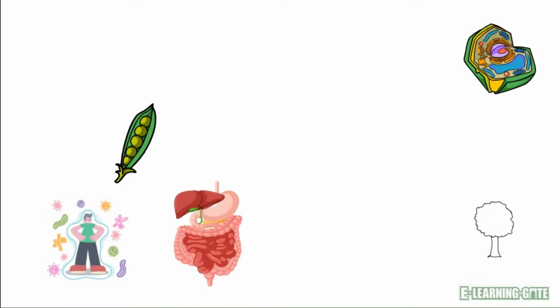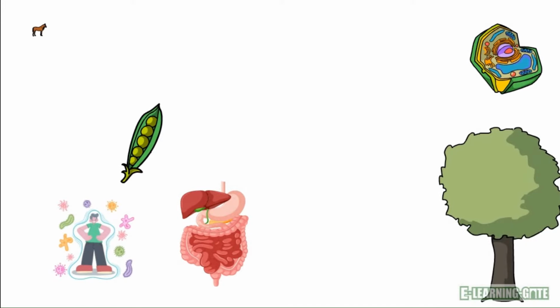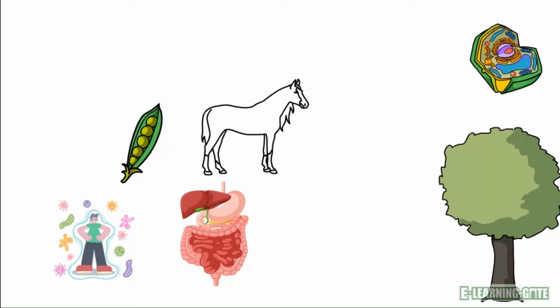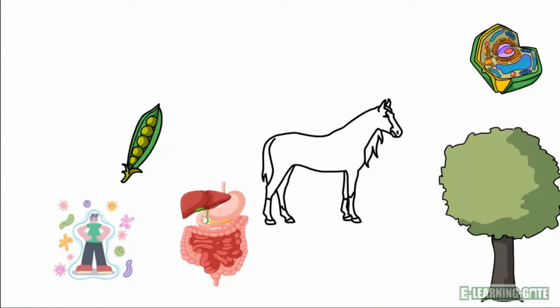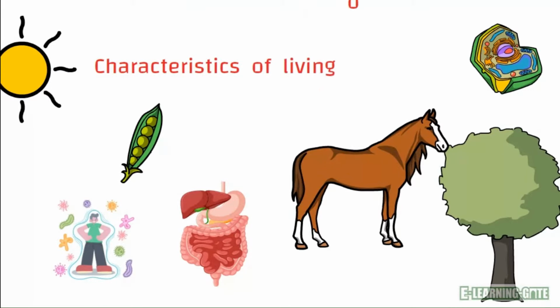Welcome to our animated exploration of the fundamental characteristics of living organisms, represented by Mrs. Gren. These characteristics of living organisms are the essential features that define life on our planet. These are the 7 key characteristics of living organisms.